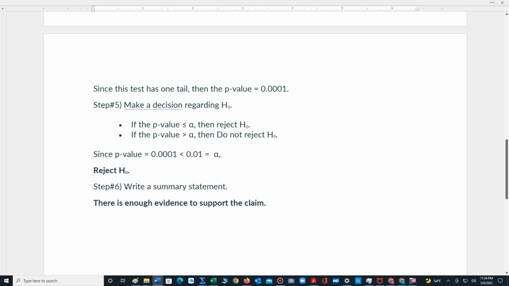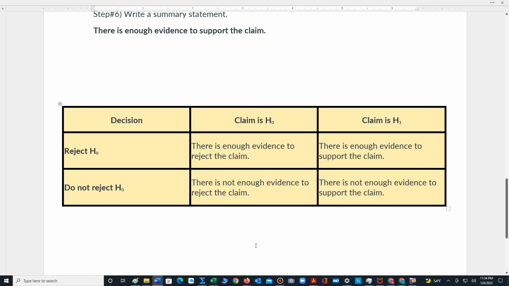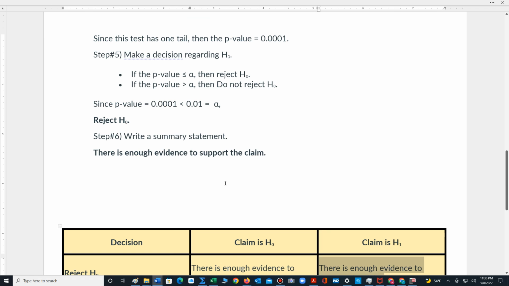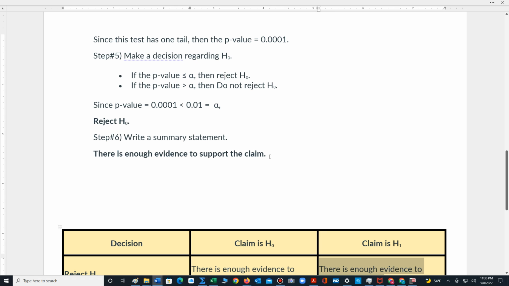And then the final step is to write a summary statement. We can use this flow chart. The claim is H sub 1. We rejected H naught. Thus the summary is that there is enough evidence to support the claim.